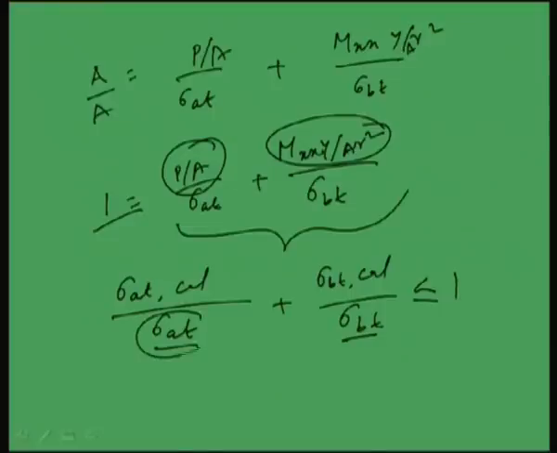Now this I can write as 0.6 fy, and this can be replaced by 0.66 fy. Okay. So the final equation will become sigma AT calculated by 0.6 fy plus sigma bt calculated by 0.66 fy should be less than or equal to 1.